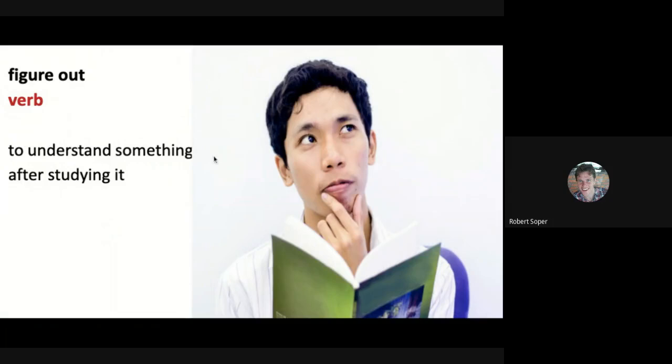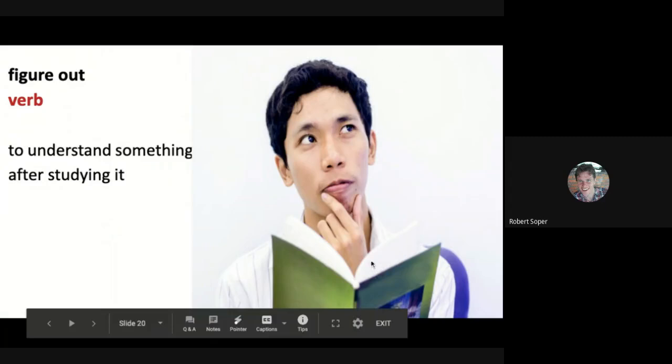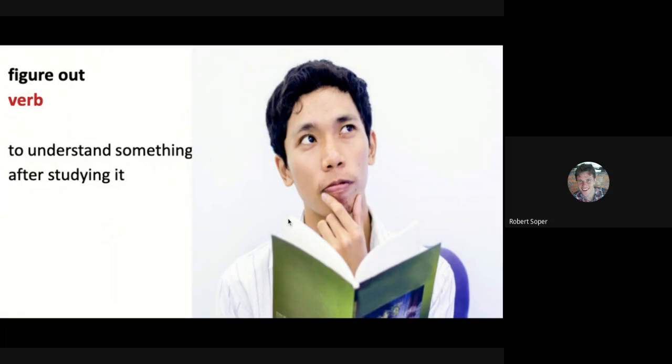So here in this example, this student might have read something in this book. He's trying to figure out what he read. So he's trying to understand what he read. He's reading about it and he's thinking, well, this is very useful information. And now it's making more sense to me. I understand it a bit more. So he's figuring it out.